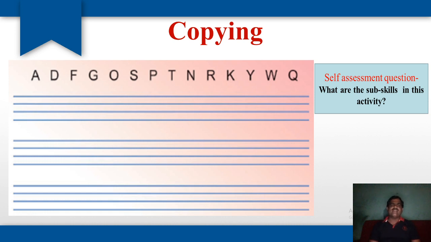Another thing is that only the alphabets are there. No stroke is mentioned here. After the child has developed the strokes, then we proceed to this level. Here only the alphabets are written, and they have to see the alphabet and copy it down in the four-line notebooks.